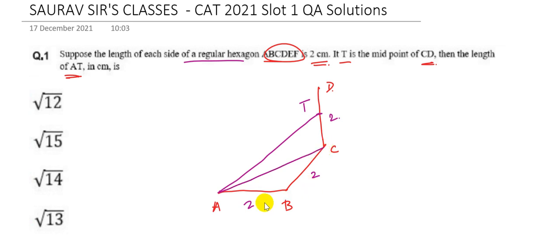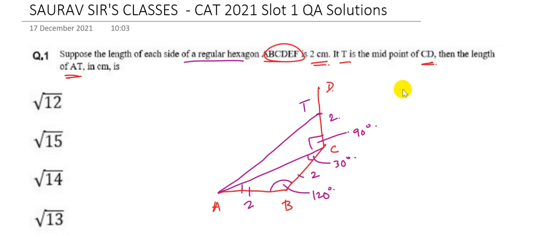the length of AC. Now since it's a regular hexagon, each of the internal angles is 120 degrees. And the triangle ABC will be an isosceles triangle because AB is equal to BC. So these two angles will be 30 each. So therefore this angle DCA will be 120 minus 30, which is 90 degrees.